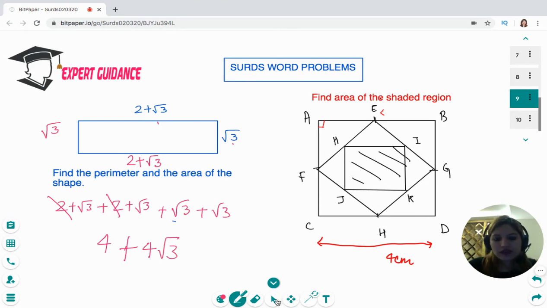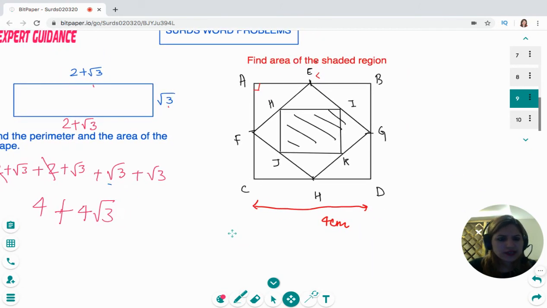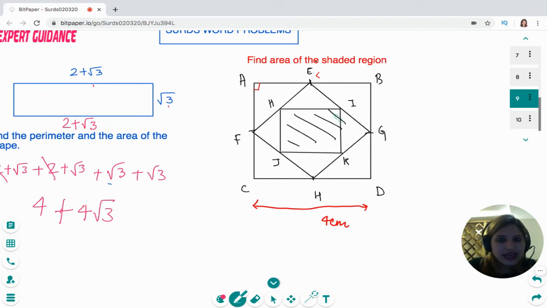Now look at this question. This question looks a little complicated, but trust me, it's very easy. You have been given one square. Inside it, there's another square, and inside it, there's a third square. And you need to find the area of the shaded region. Now here we'll use a little bit of Pythagoras because we know all these angles are 90 degrees. So this is 90, this is 90, this is 90, this is 90.